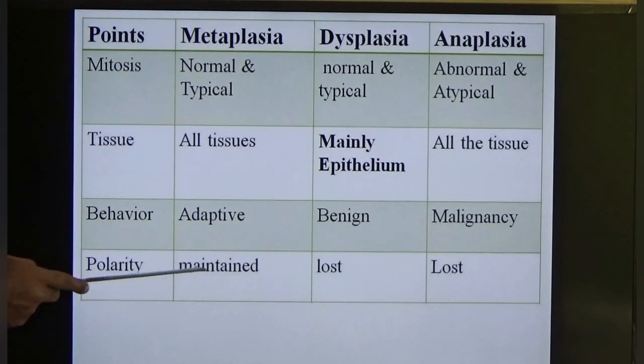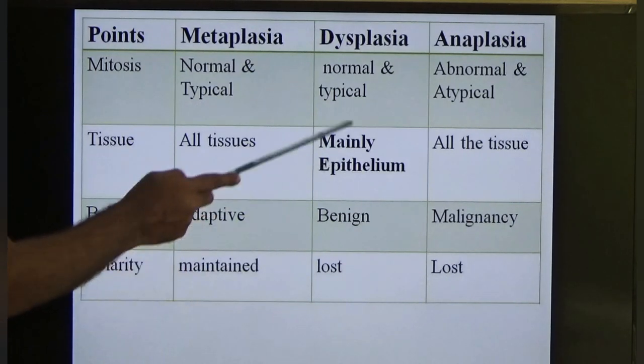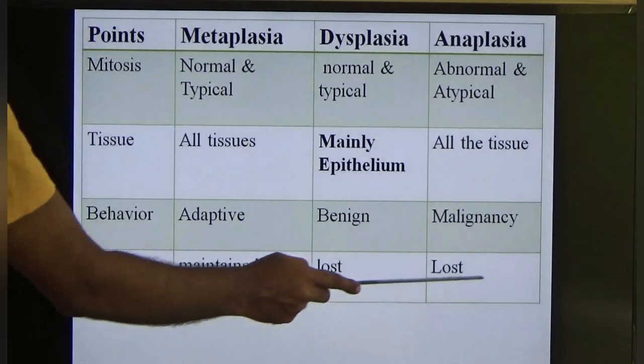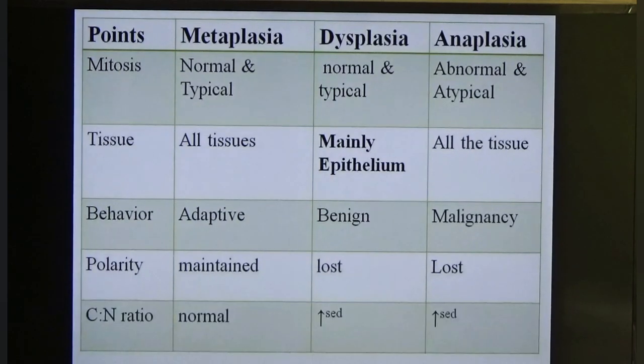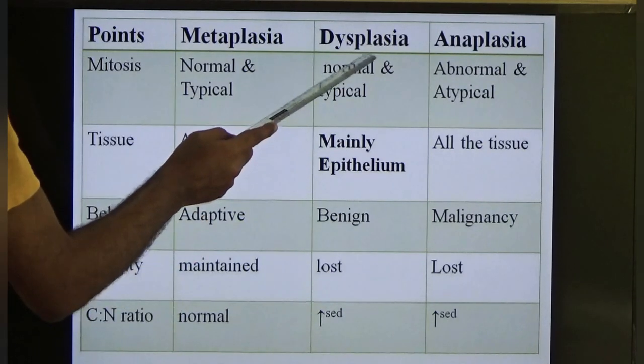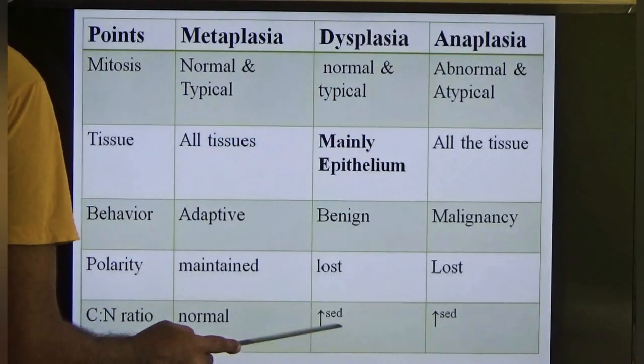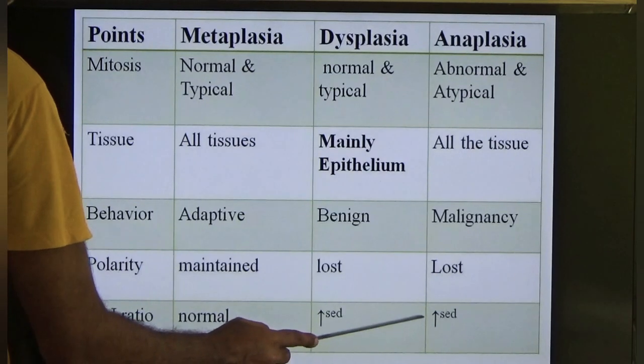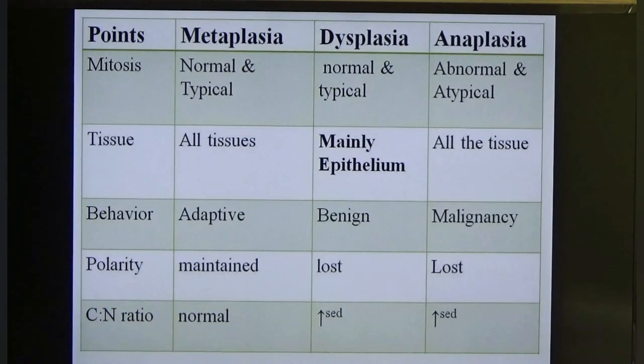Okay. Polarity, as we discussed: in metaplasia it is maintained, in dysplasia it is lost, and in anaplasia it is also lost. And the cytoplasmic nuclear ratio, normal is 1:4 to 1:6. Okay. In case of dysplasia and anaplasia, both are increased. That means it may progress to 1:1.